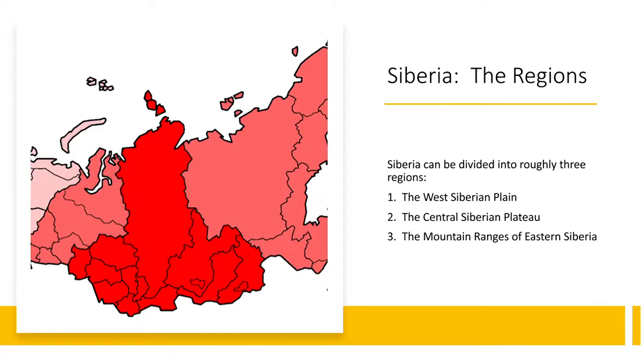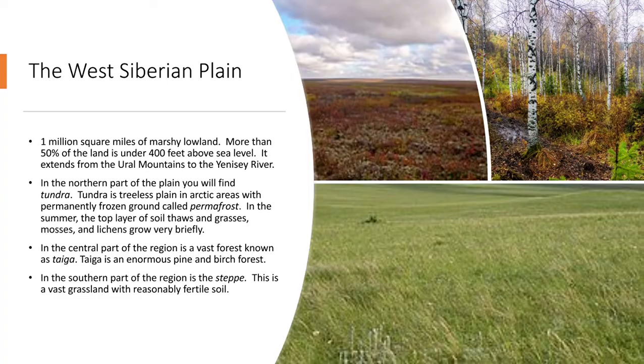All right, now, Siberia is basically broken up into three regions. Over here we have the West Siberian Plain. In this large red area in the middle is the Central Siberian Plateau. And then over in this whole eastern range are what are called the mountain ranges or the highlands of East Siberia. We're going to take each of these regions individually and discuss them. All right, let's start with the West Siberian Plain.